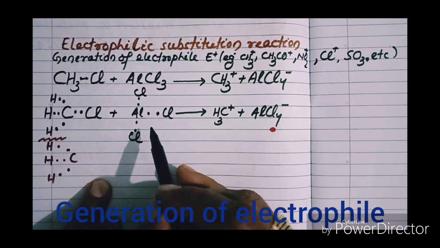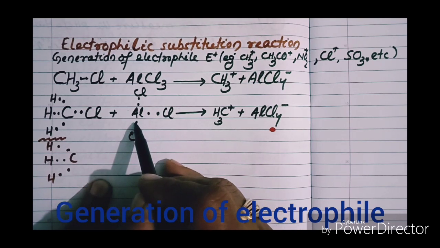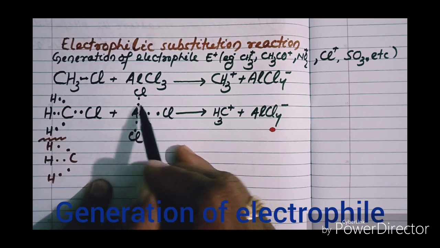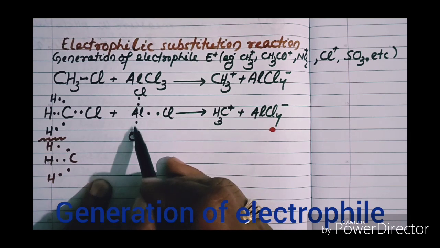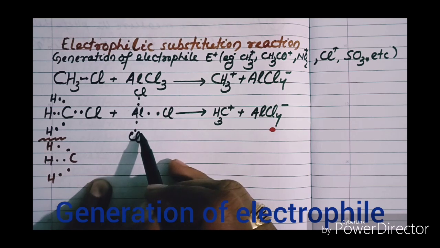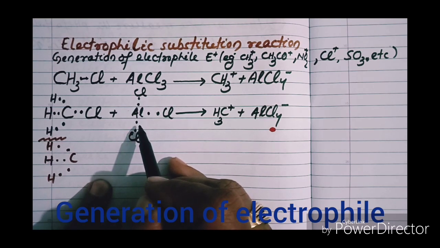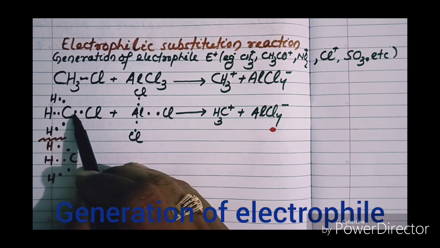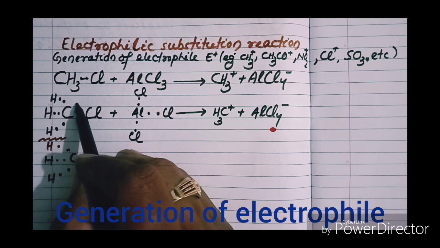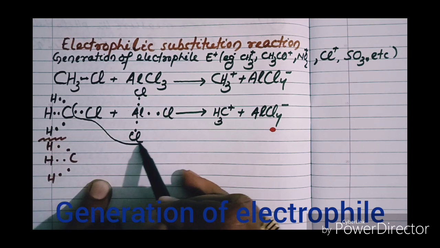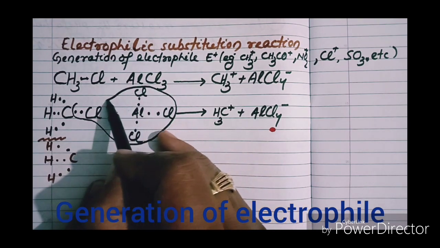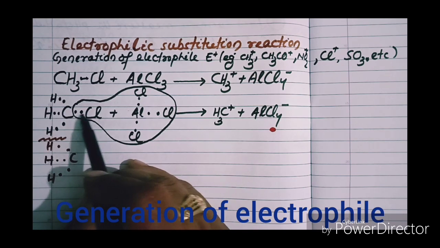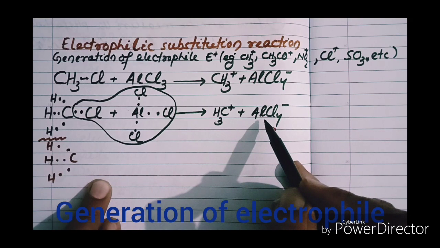AlCl3 has an electron deficient center. Al has 3 electrons. 3 chlorine atoms provided 3 electrons. Now Al has 1, 2, 3, 4, 5, 6 electrons. To attain octet, it needs another 2 electrons. This Cl with these 2 electrons can form a bond with this AlCl3. This is Cl minus, and AlCl3 becomes AlCl4 minus.